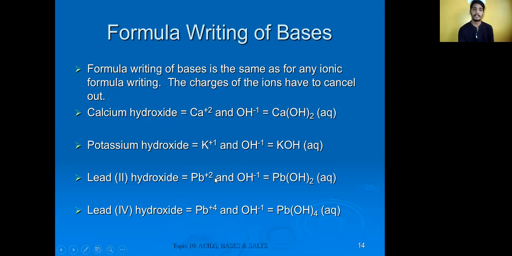Lead hydroxide: Pb2 plus, and in this case OH minus 1. So Pb(OH)2 has to be there in this case. Lead(IV) hydroxide: Pb plus 4 and OH minus, Pb(OH)4. So this is how you write the formula of bases.